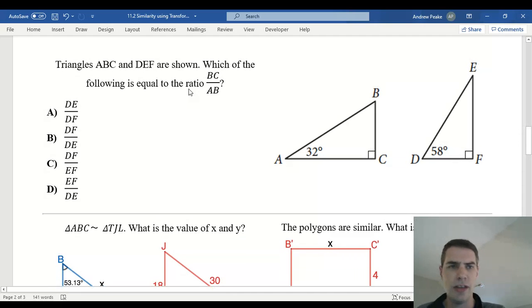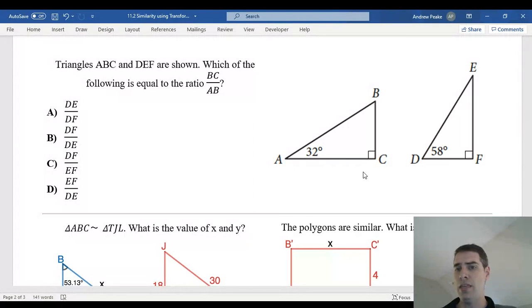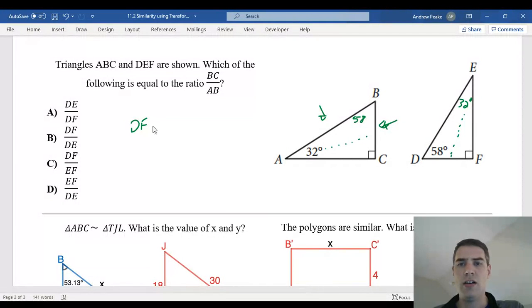All right, moving on, triangles ABC and DEF are shown. Which of the following is equal to the ratio BC over AB? So we got BC is right here, and then AB is right here, this side of my triangle. Which one is equivalent to that? So this one is all about the angles. My 32 degrees is given down here. This would be 32 up here, and that means this would be 58 up here. So it looks like BC is across from the 32 in this triangle. So across from the 32 in this triangle would be DF. That would be on top, because I got BC up here on top, so DF's up top.